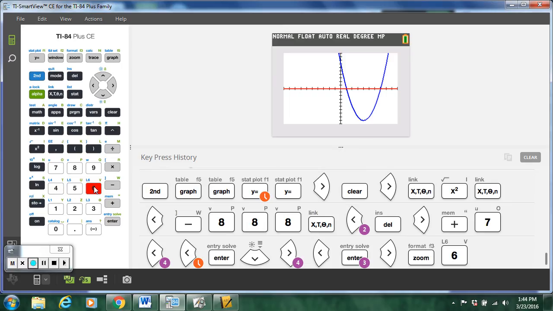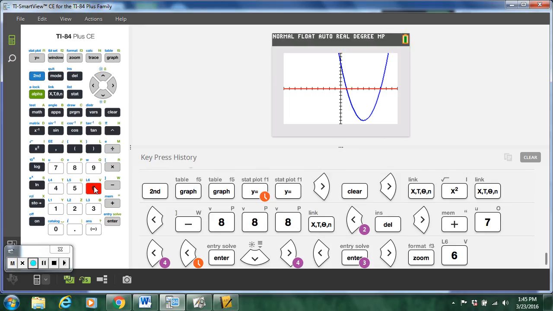All right, does everybody have this one in there? Yes. Okay, so x squared minus 8x plus 7. Is everybody there now? Okay, so the first thing, we're going to do the vertex.